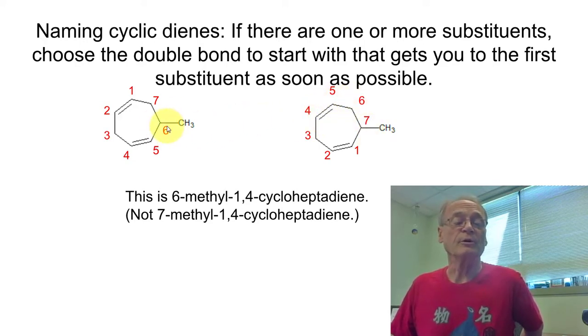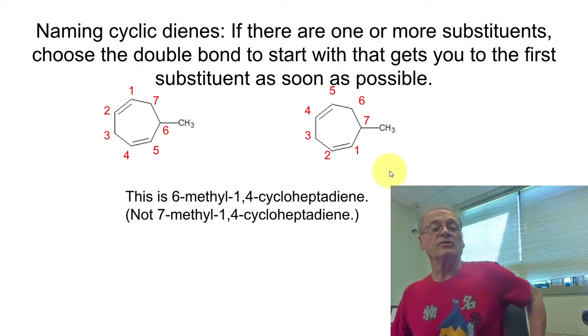Obviously getting to the methyl group at carbon number 6 is better than getting to the methyl group at carbon number 7, so we want to number it from that one as carbon number 1, and that one is number 4, and then we get to the methyl group at carbon 6. So this is 6-methyl-1,4-cycloheptadiene, not 7-methyl-1,4-cycloheptadiene. And that ends this particular video.